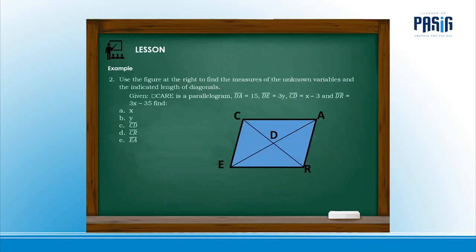Let us have another set of examples to further understand our lesson. Use the figure at the right to find the measures of the unknown variables and the indicated length of diagonals. Given quadrilateral CARE is a parallelogram with side DA equivalent to 15 and side DE equivalent to 3y, side CD equivalent to x minus 3, and side DR equivalent to 3x minus 35, find the following.